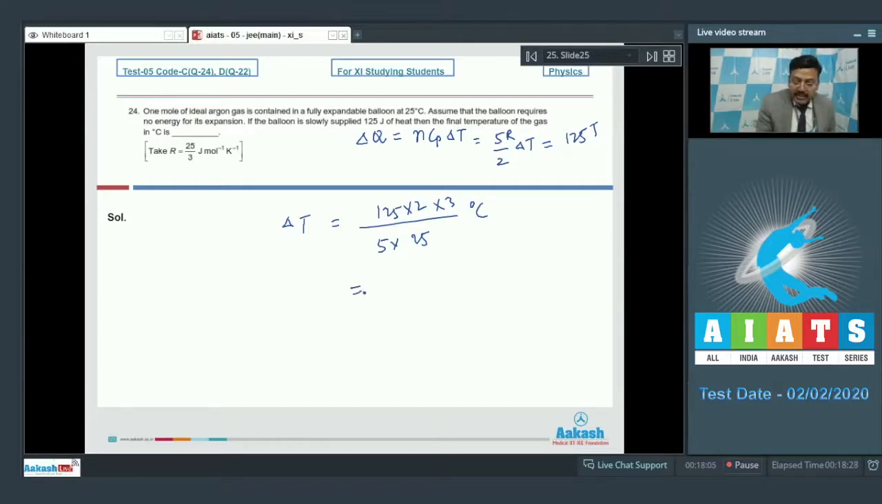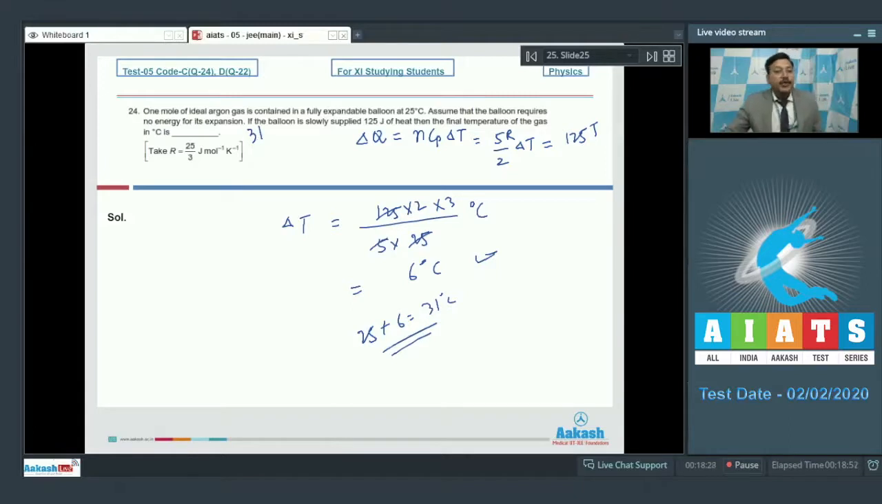So let's simplify this. This is coming out to be 6 degrees C, and the initial temperature was 25 degrees C. That means the final temperature of the gas is 25 plus 6 or 31 degrees C. So 25 plus 6 is 31. This is the final temperature. So answer to question 24 is 31.